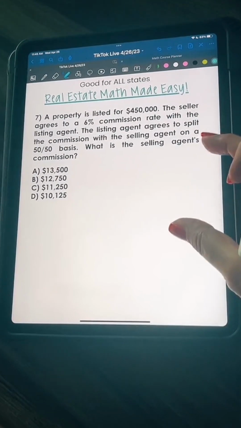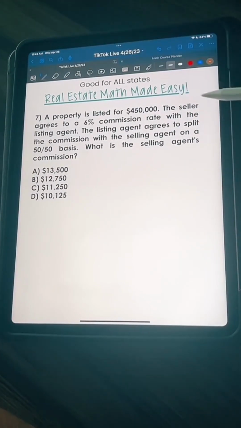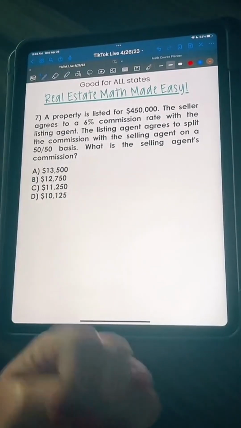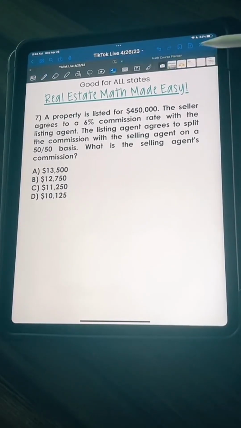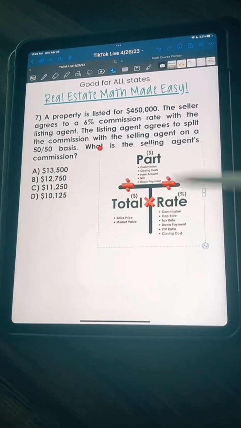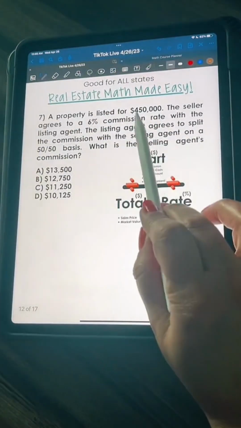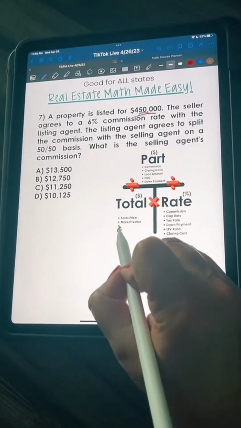Let's get started on number 7. This is the last question for today. All right, number 7 says a property is listed for $450,000. The seller agrees to a 6% commission rate with the listing agent. The listing agent agrees to split the commission with the selling agent on a 50-50 basis. What is the selling agent's commission? All right, so we're going to have to use the T-chart method 2 times here for pretty much the same thing. So let me pull it out. So here's the T-chart. Okay, so we know that it's listed at 450,000. So that's going to go here.